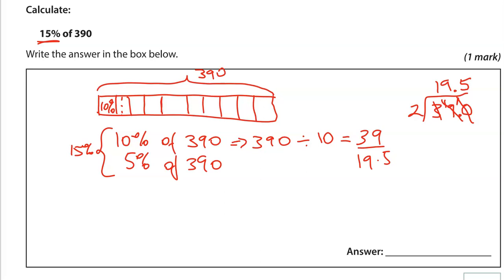So both together now, 19.5 and the 39. We can add a decimal point with a 0 if we want. Doesn't make any difference here. 5 and 0, that is 5. 9 and 9 is 18. So 8 down, 1 carried over. 3 and 1 is 4, and the 1 is 5. So 58.5.